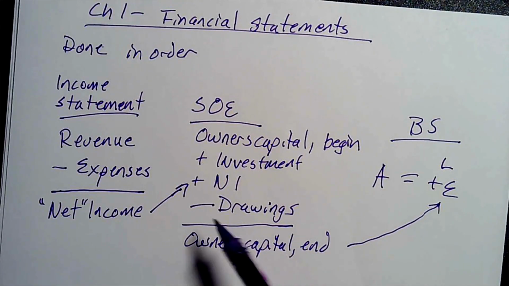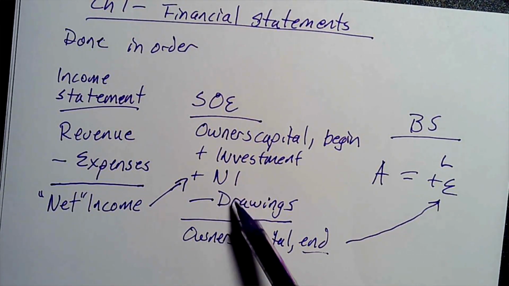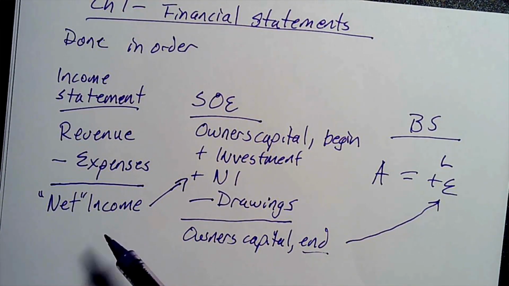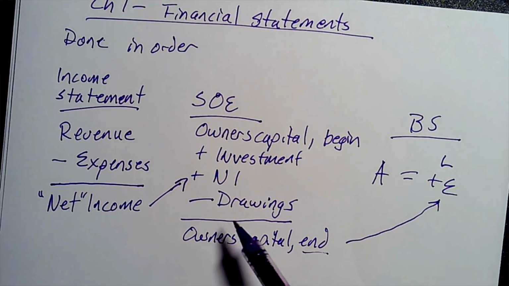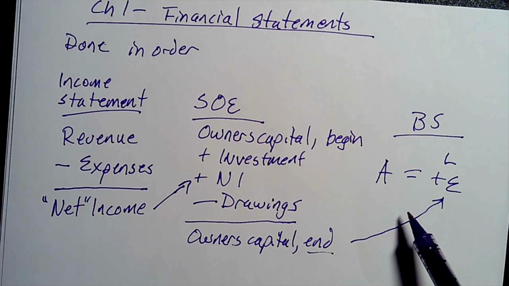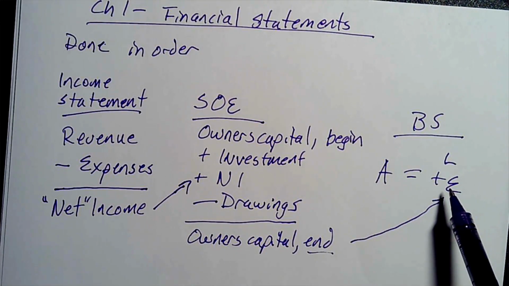So you can see we can't do the balance sheet until we know what owner's capital is, the ending balance. And we can't do the ending balance until we know what net income is. So we need to calculate the income statement first, statement of owner's equity second, and then the last is the balance sheet. And we'll go into a lot more detail on this: assets equals liabilities plus equity.